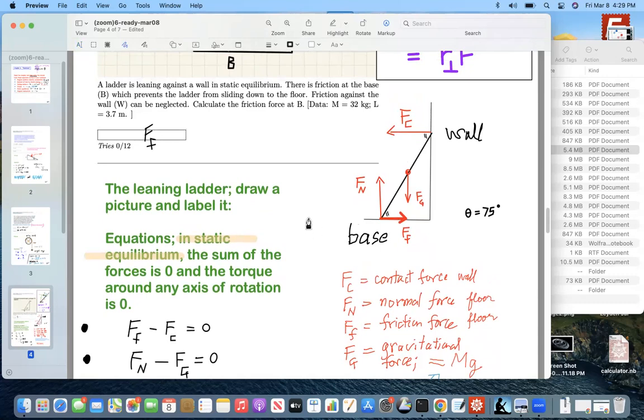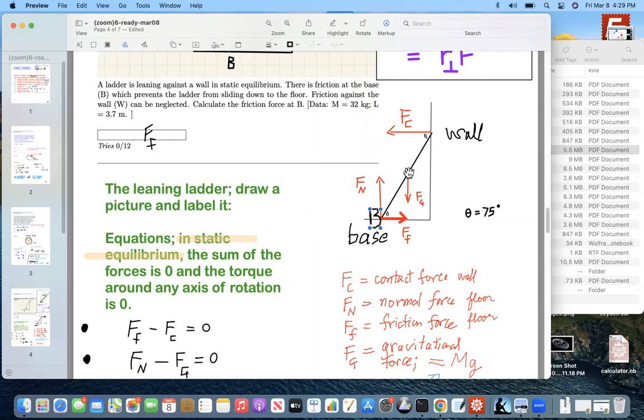Call this point B. Remember, torque is force times distance. Well, for this force, the distance is 0. That's the distance to the axle. I'm thinking of this as rotating around the point B, so that distance is 0. Similarly, for F sub F, the torque is 0 because the distance to that point B is 0.